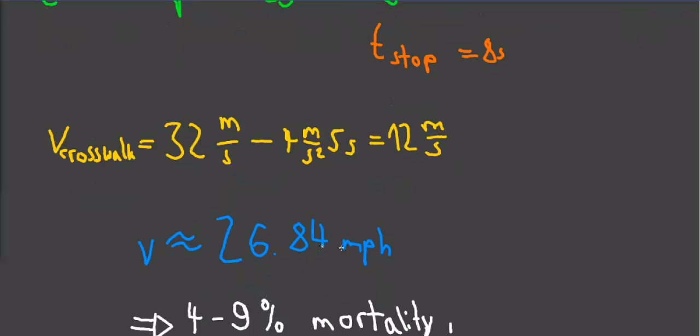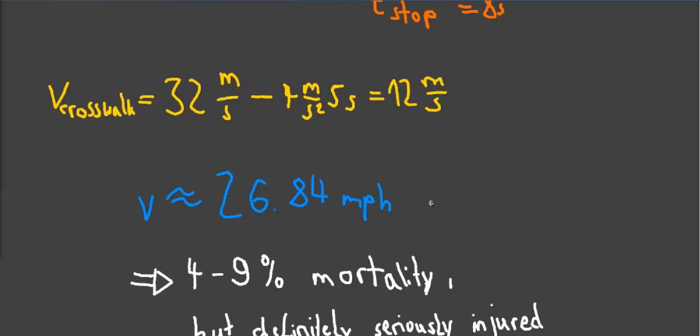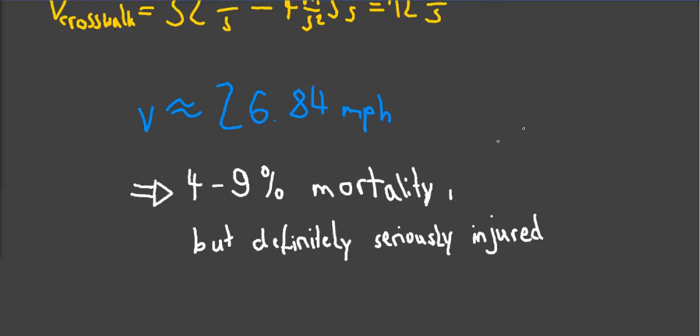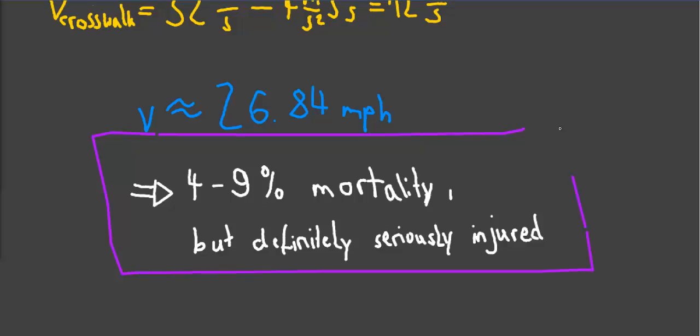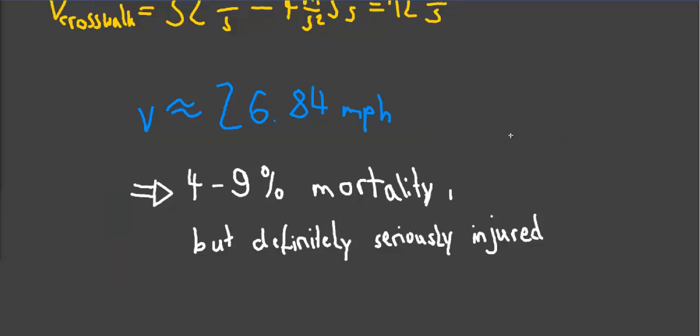So 12 meters per second is about 26.84 miles per hour, and depending on which studies you trust, you get a 4 to 9% mortality rate. So if you're one of the 20 unlucky drivers, you actually just killed someone because you were going a bit too fast. But definitely, if you're any driver, you seriously injured someone. So driving too fast is not a good idea.